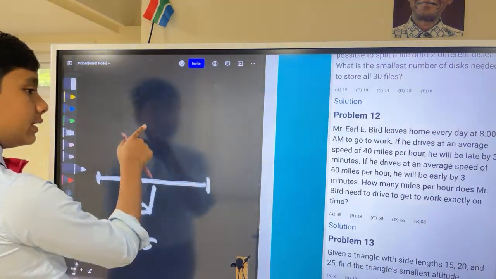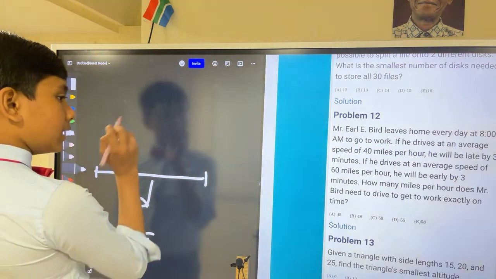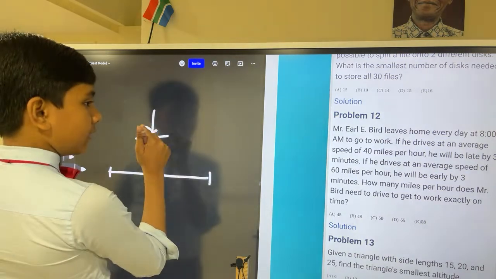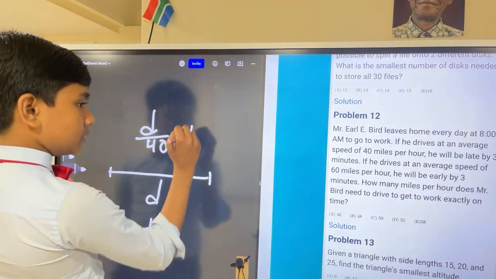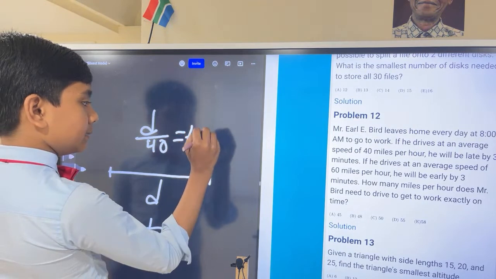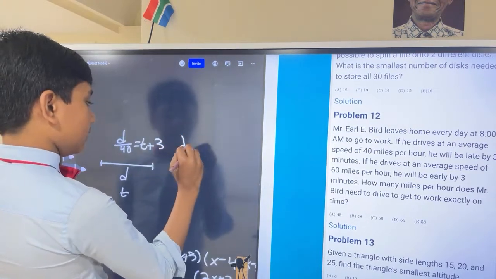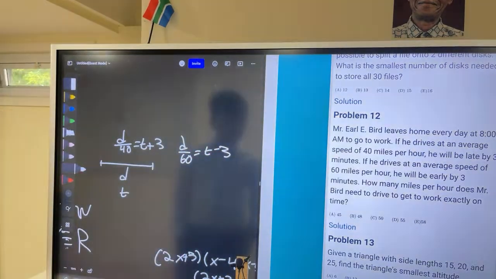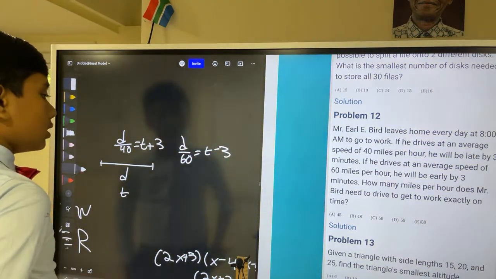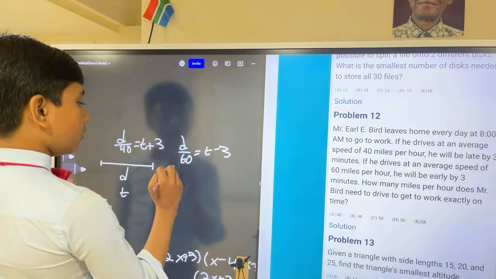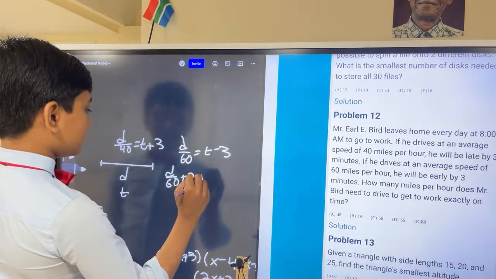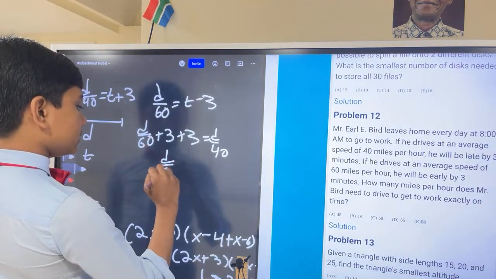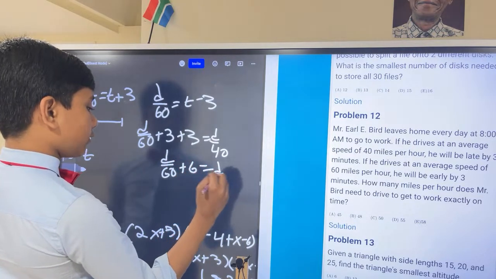So, if he drives at an average speed of 40 miles per hour, then D divided by 40 is equal to T plus 3. But 3 over 60 is T minus 3. How many miles per hour? Okay. So, that means that D over 60 plus 3 equals D over 40. So, D over 60 plus 6 equals D over 40.